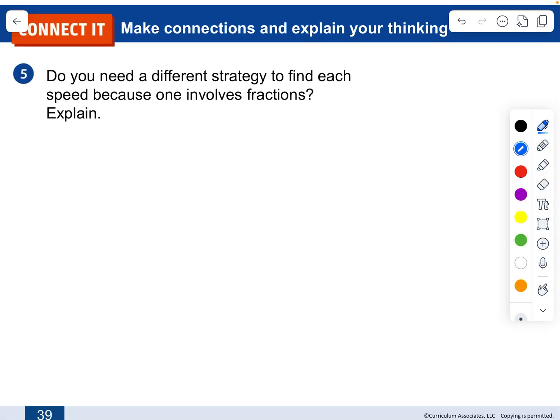Do you need a different strategy to find each speed because one involves fractions? You might think it's a different strategy, but you're doing the same thing whether it is fractions or whole numbers.